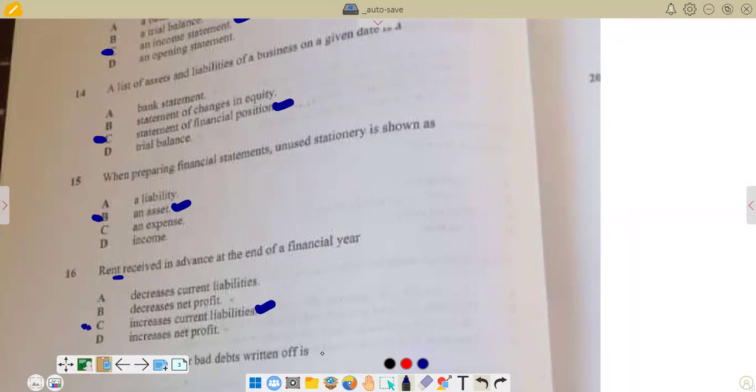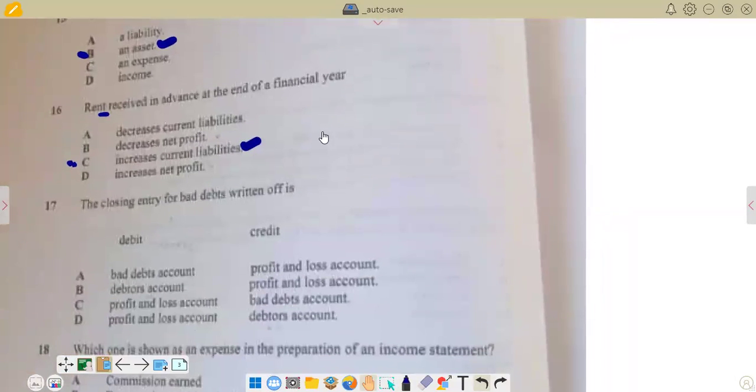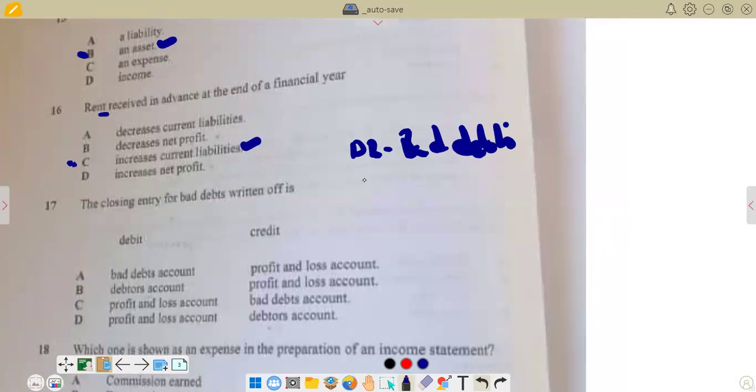So this is what we have. Let's try to see what the next question is. Then we have got number 17, which is saying a closing entry for bad debts written off is... Remember, the initial entry for bad debts is that we debit our bad debts. We debit our bad debts. The initial double entry is we debit our bad debts, and then we credit the debtors account.